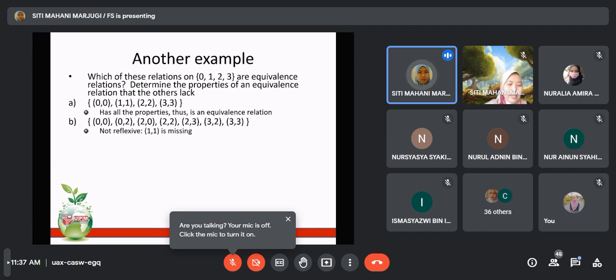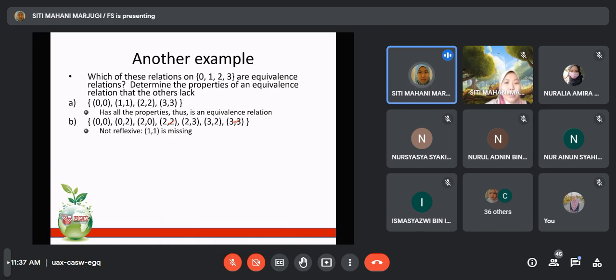Semua certified. Okay, another one. Okay, cuba you look at this. So reflexive sini 0, 0, 2, 2 ada, 3, 3 ada, but we are missing the 1, 1 only. So it's not reflexive. Also in terms of the transitive, okay, we have 0, 2 here, suppose 2, 3. So that implies 0, 3. But 0, 3 is not here. So it's not transitive.